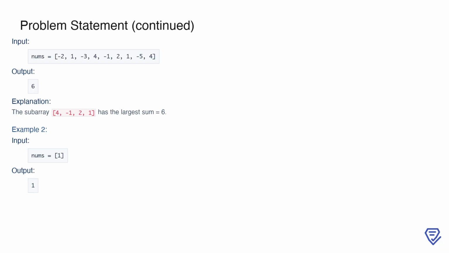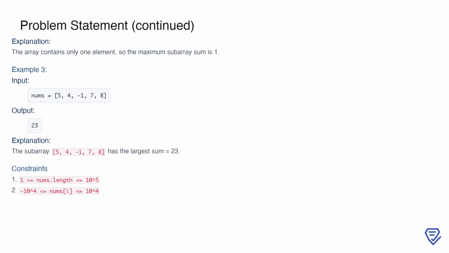In the second example, the input is simply 1. The array contains only one element, so the subarray is the array itself, and the output is 1. In the third example, the input array is 5, 4, -1, 7, 8. The subarray 5, 4, -1, 7, 8, which is the entire array, yields the largest sum, which is 23. This is because including all elements produces the maximum sum in this case.